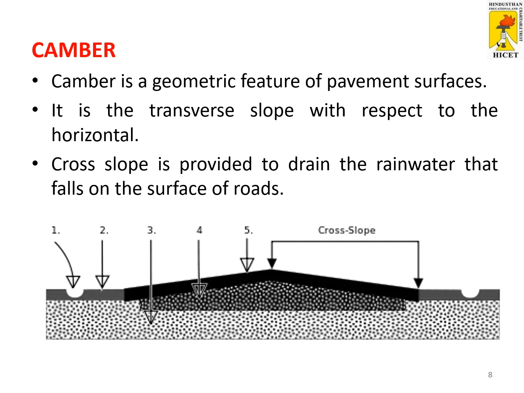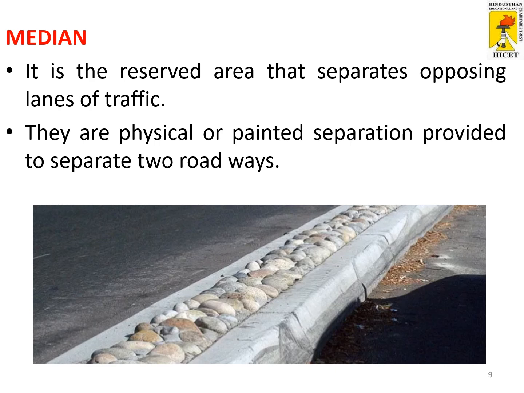The cross-sectional or transverse slope we have to give with respect to the horizontal surface. If you provide the camber, the rainwater will drain quickly. If you do not provide the slope, the disposal of rainwater becomes difficult. So camber plays a very important role in the highway components. Median. The median is the center part of the road. This is the reserved area. The median is used to divide the lanes in opposite directions.